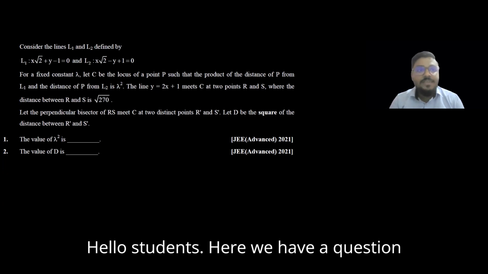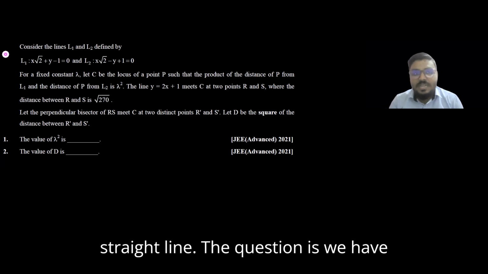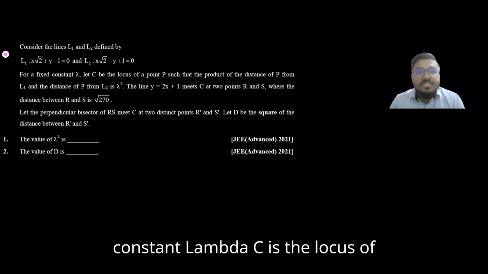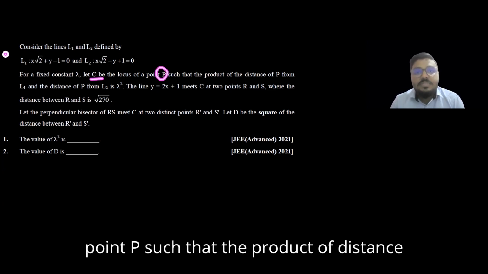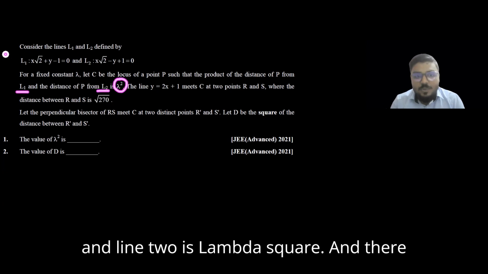Hello students, here we have a question of JEE Advanced 2021 from the topic straight line. The question is we have two straight lines, and for some fixed constant lambda, C is the locus of point P such that the product of distance of P from line 1 and line 2 is lambda square.